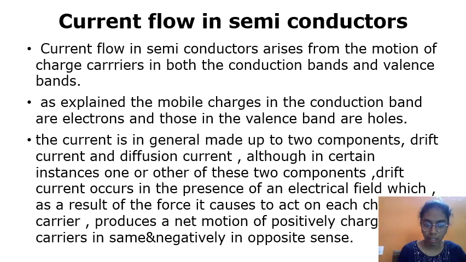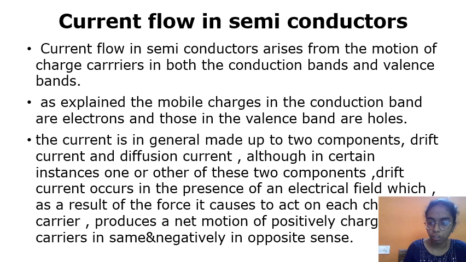Drift current occurs in the presence of any electrical field, which, as a result of the force it causes to act on each charge carrier, produces a net motion of positively charged carriers in the same sense and negatively charged carriers in the opposite sense. And this is about the current flow in semiconductors.